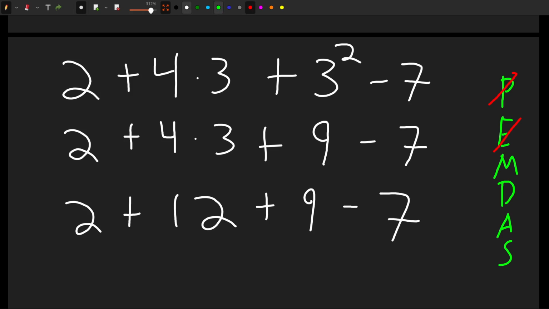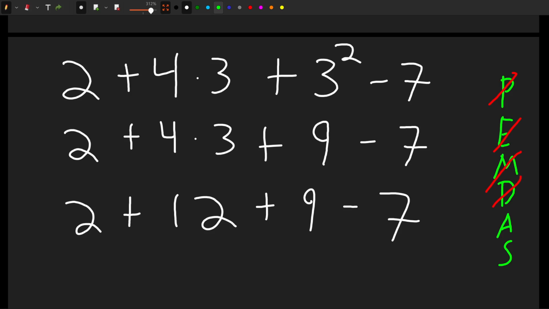And so since we did our multiplication, we don't have any division. We're done there. And so now we need to work on our addition and subtraction. In this case, we're going to go from left to right. I see 2 addition problems, 2 plus 12, and then that number plus 9, and then subtracting 7 at the end. So we'll just do this in order since they're already from left to right.